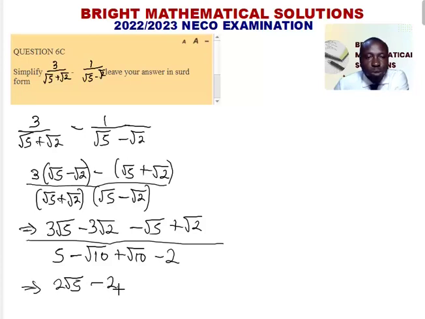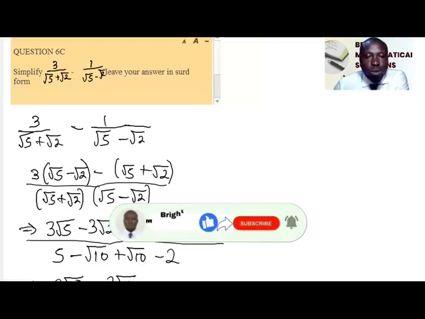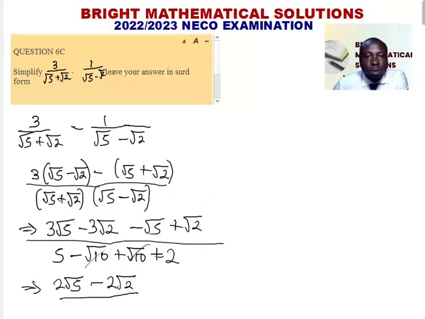minus 2 root 2, all over. Let's cancel this. 5 minus, this is plus, this is minus, sorry, 5 minus 2, that gives us 3. So that gives us 3. Sorry for the mistake.